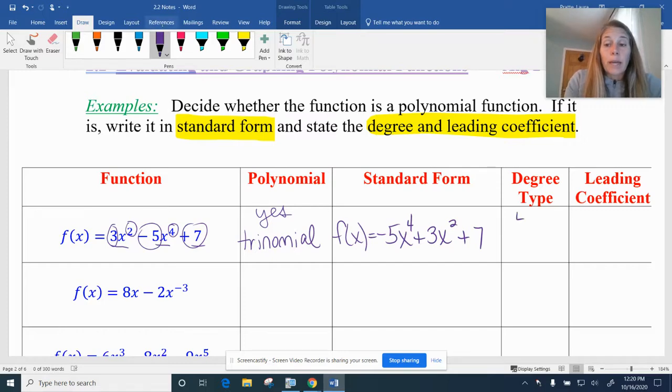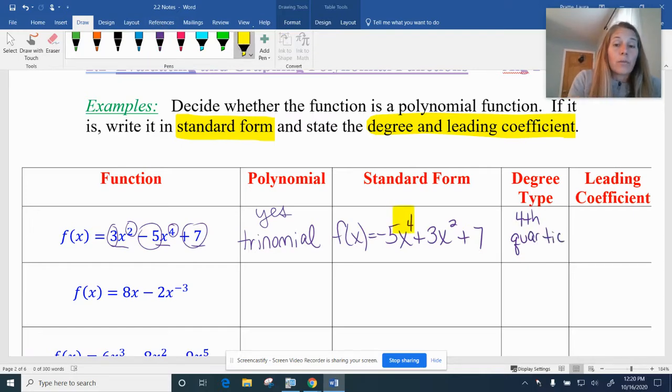So my degree type here would be fourth, and that is known as quartic. And of course, then my leading coefficient, once I have it in standard form, it's very easy to see. It's just that first term, which is -5.